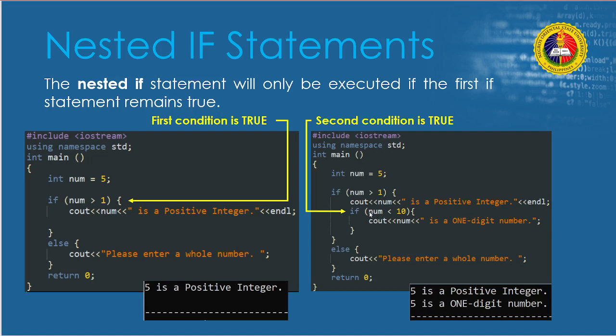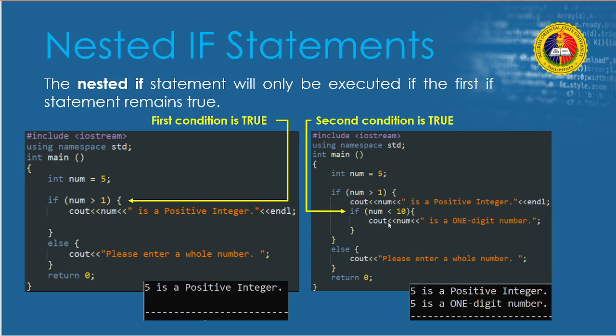So for example here it says num, which is 5, is a positive integer. That is true because 5 is greater than 1. However, we can also set here that if the number is less than 10, it will display number, which is 5, is a 1-digit number. So let's check, since we have here a condition that the number is less than 10, is 5 less than 10? Is it true or false?